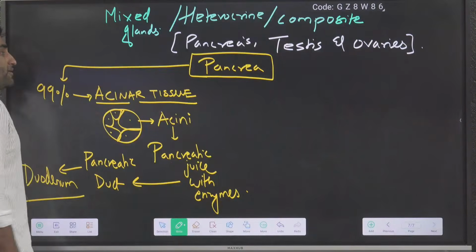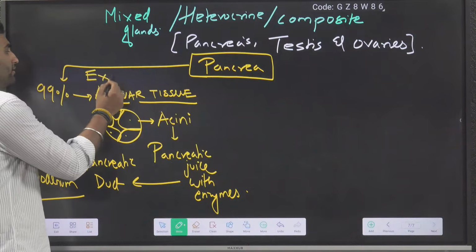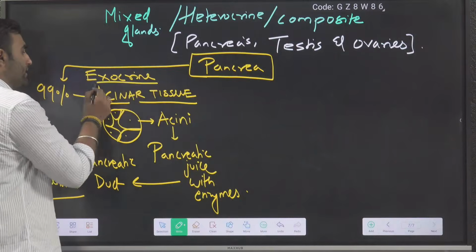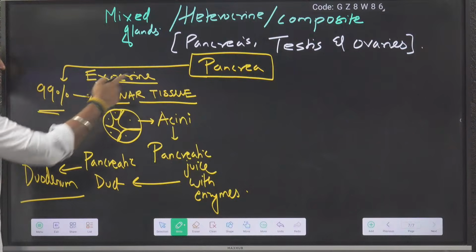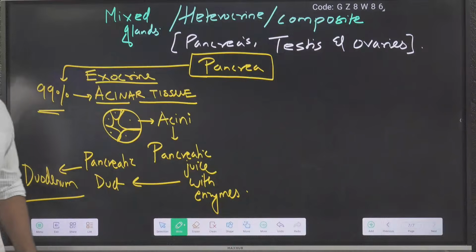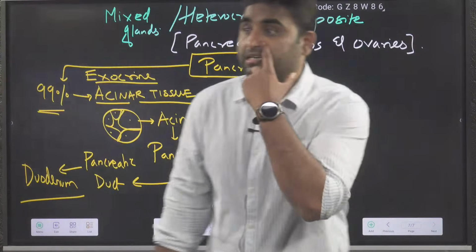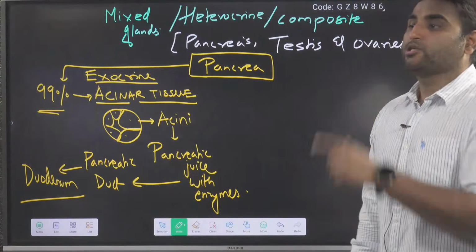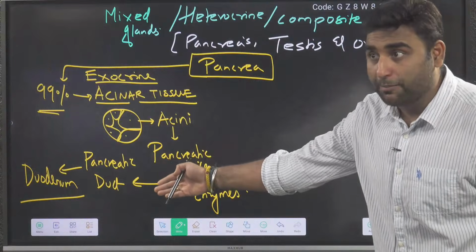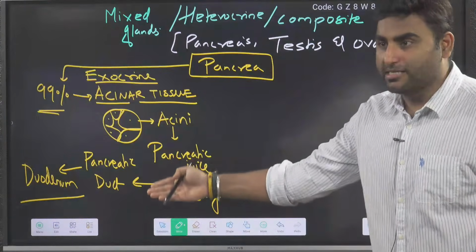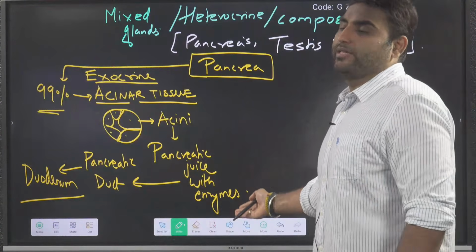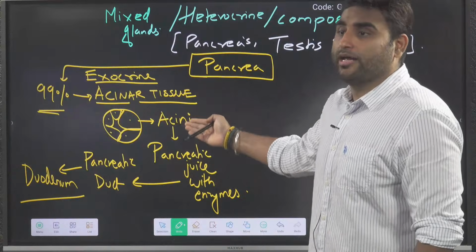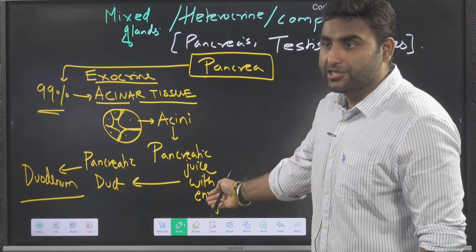So what is this part? This is exocrine part of the pancreas. So 99% of pancreas is exocrine. I told you, exocrine part is duct bearing. Pancreatic juice with enzyme. Mostly exocrine contain enzymatic secretions.